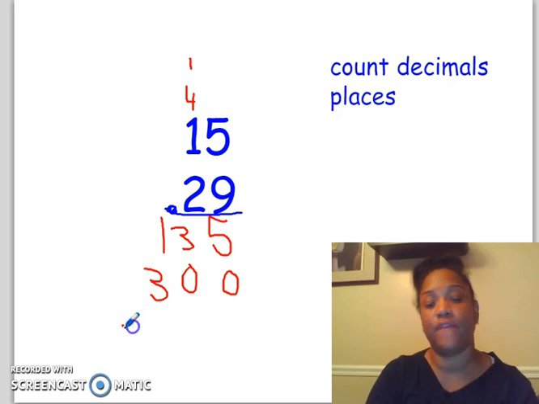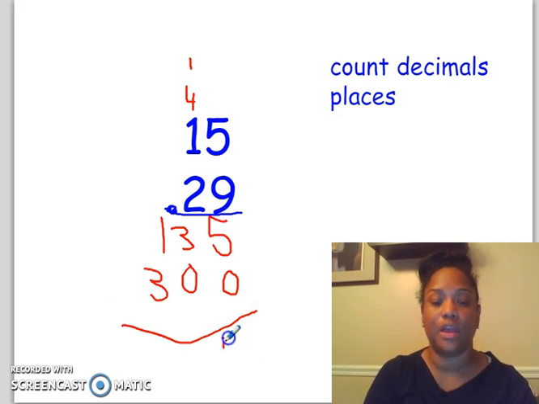So here we have our final answer because we're going to add. Sorry about being messy. Okay. 5 plus 0 is 5. 3 plus 0 is 3. And then 1 plus 3 is 4.